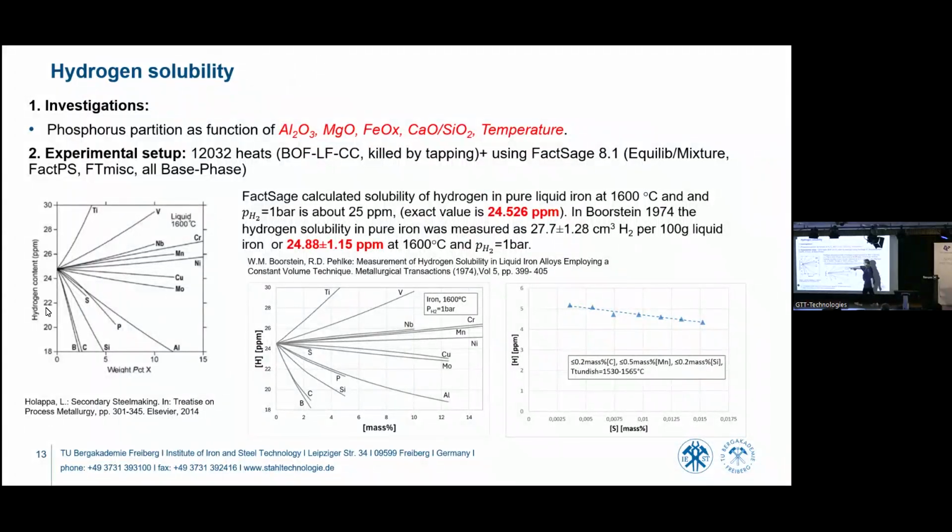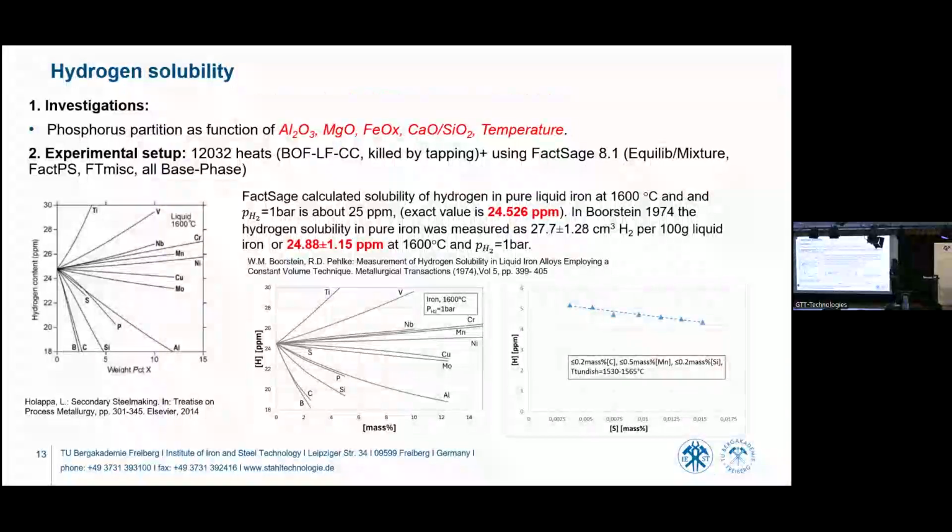It is one famous diagram from Professor Larry Holappa from Finland, and we calculated this diagram with FactSage. And you see, they are the same, yes, it's beautiful. And the calculated dissolved hydrogen in pure iron is about 24.526 ppm. And in the year 1974, Bosstein measured 88, sorry. The same, yes, it's good.